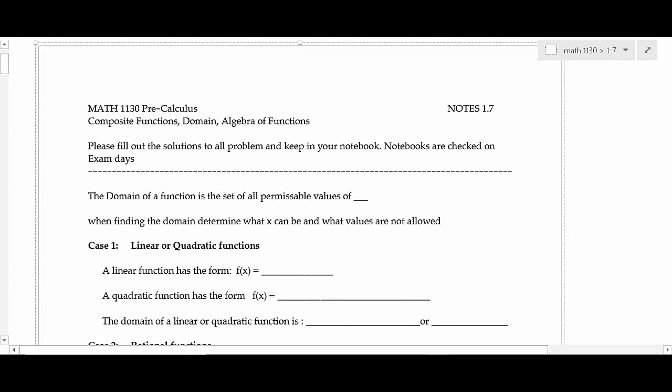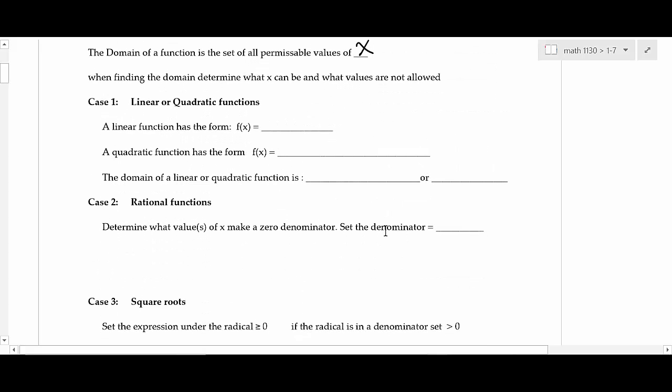Okay, we've talked about domain of a graph, but we haven't really looked at a function where you just figure the domain out. So first of all, the domain of a function is the set of all permissible values of x. We've already learned that. Domain's talking about x values. Now, we're going to kind of categorize this with certain kinds of things.